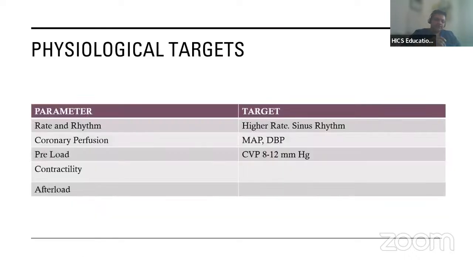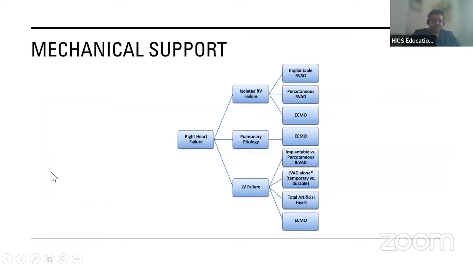What are the targets when you try to treat these patients and you put them on different supports? What are your targets? You need to maintain a heart rate of at least 110, preferably in a sinus rhythm. Keep the MAP above 65, a diastolic pressure above 50. Keep the CVP between 8 to 12 millimeters of mercury, and the volumes, contractility and afterload we have already described in terms of FAC and FLS.